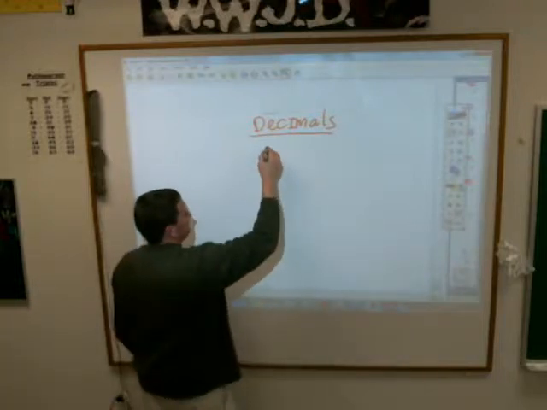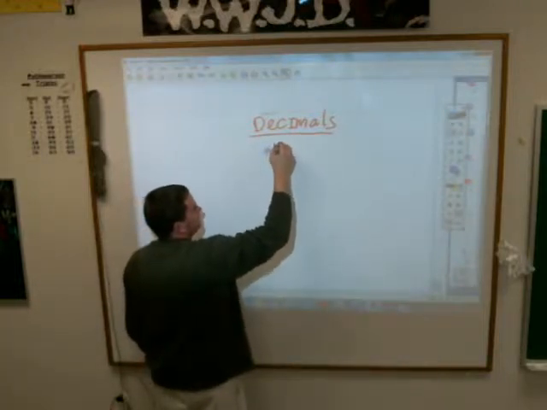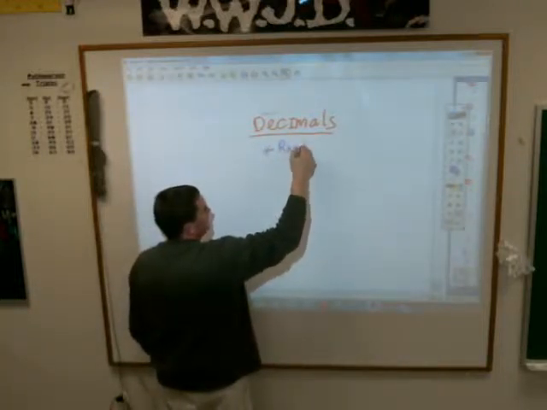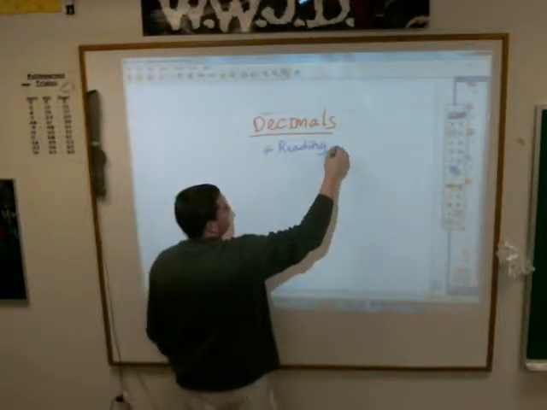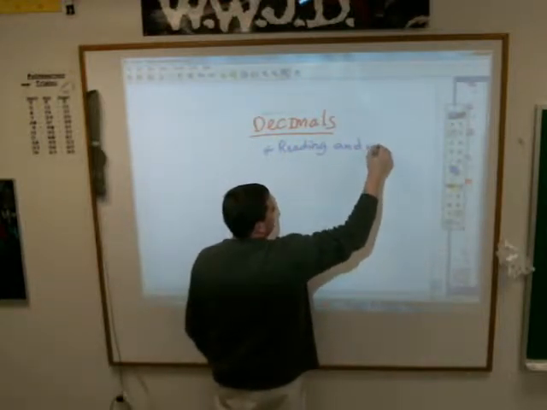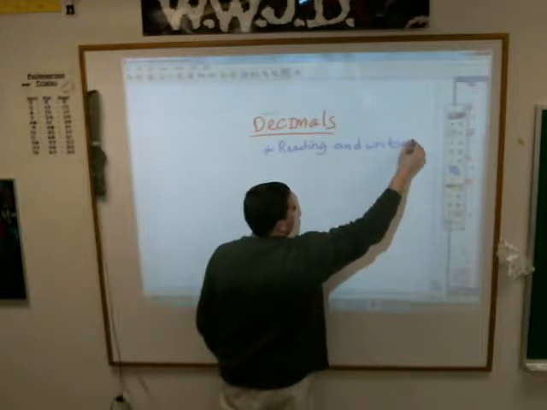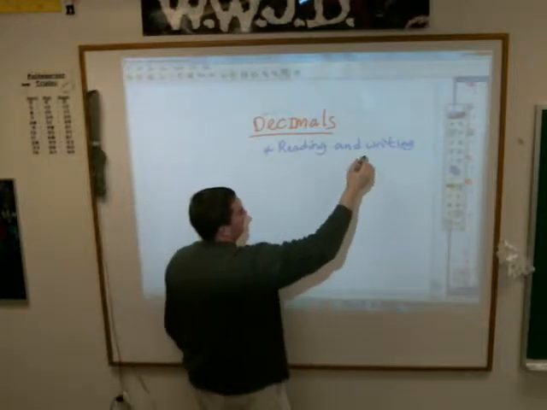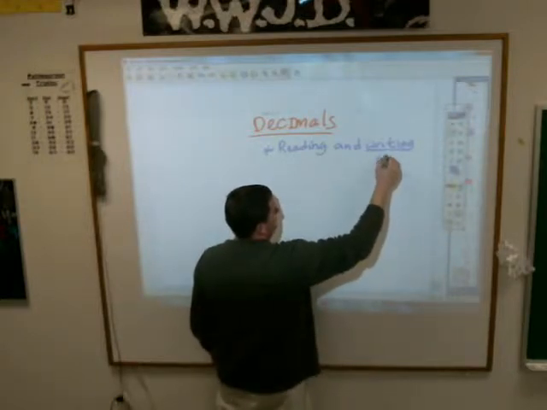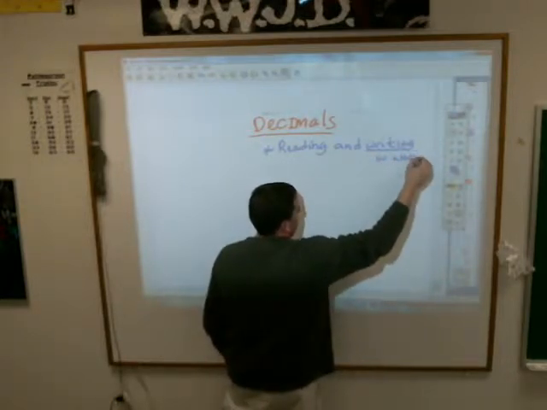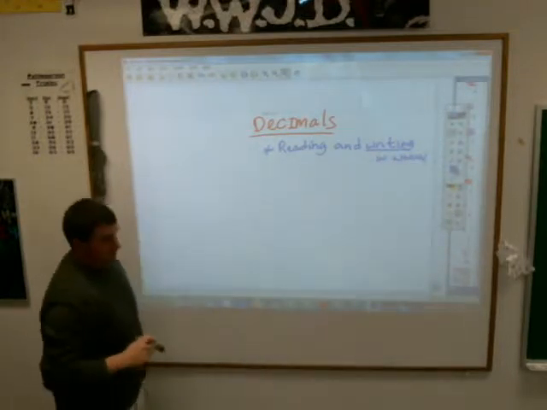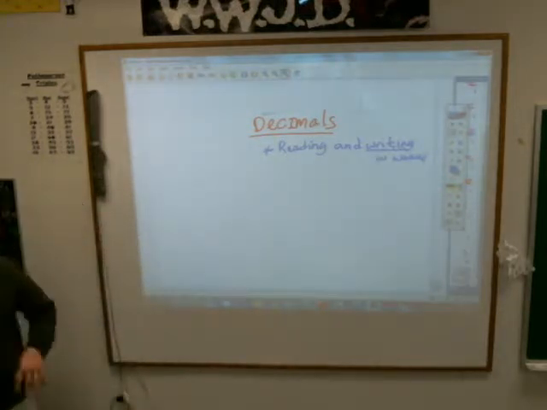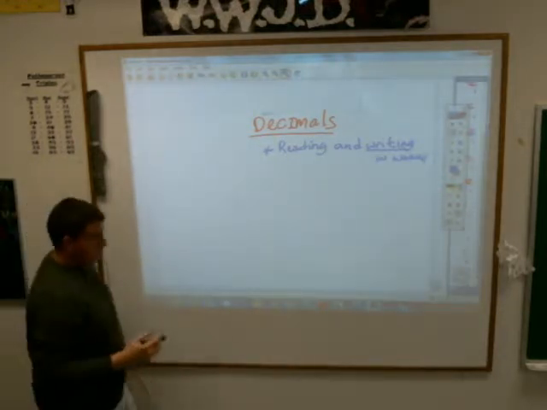And writing. Reading and writing, and that means in words. Writing, I mean in words. And the reason this falls together in the same section is because it's the same thing, because if you can read it, you can write it.